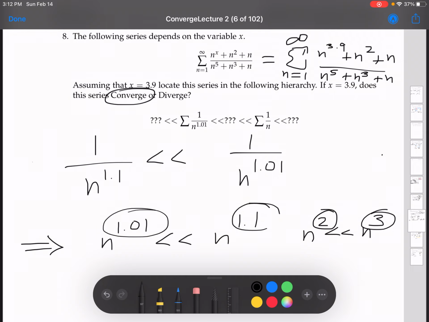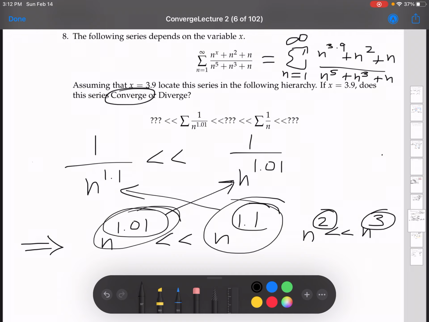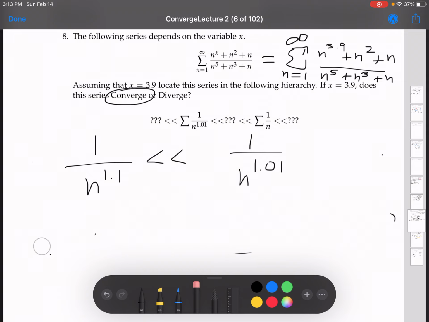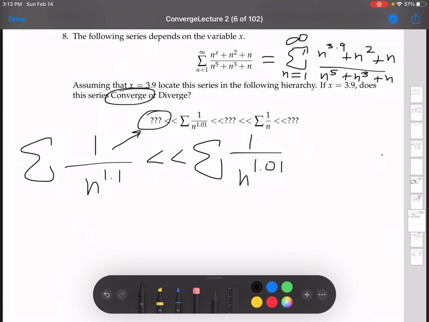And now using this rule, if you put 1 over them, it flips the order, right? So this thing went over there, this thing went over there. All right, so now we know that. So that means that this, and since this thing sits there, the series that we're actually interested in, this one, has to sit there as well.